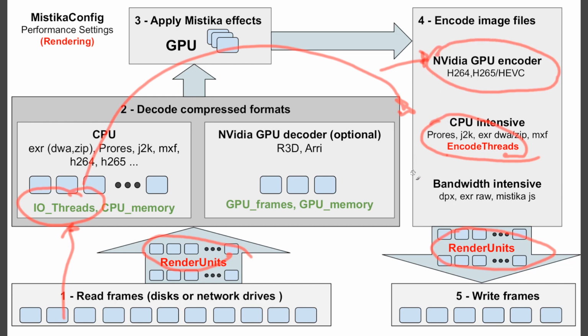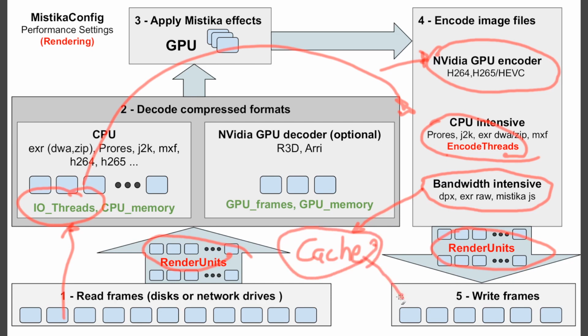And the bandwidth intensive formats are a very special case. They depend on the disk speed, obviously, but if the disk is not fast enough to receive all these images coming from the render process, those images are going to be sent to the cache, to the write cache. Then, if this cache is full, the render needs to stop until those images are written to disk and it can continue.